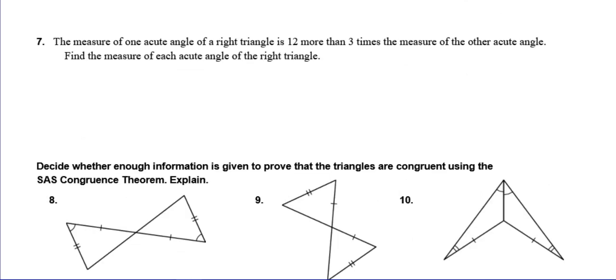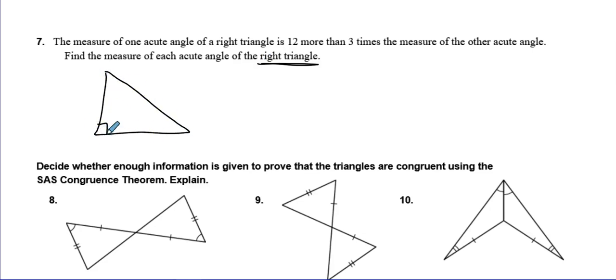All right, the measure of one acute angle of a triangle is 12 more than 3 times the measure of the other acute angle. Find the measure of each angle of the right triangle. That's key. If we didn't have that, we couldn't solve it. Okay, so we have a right triangle.